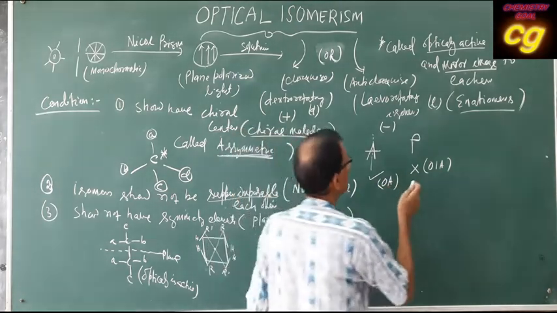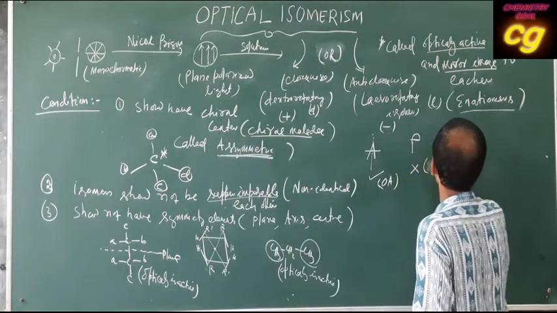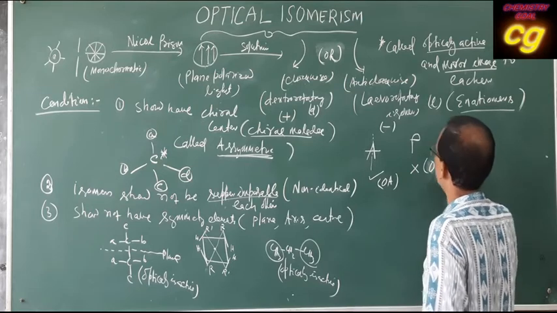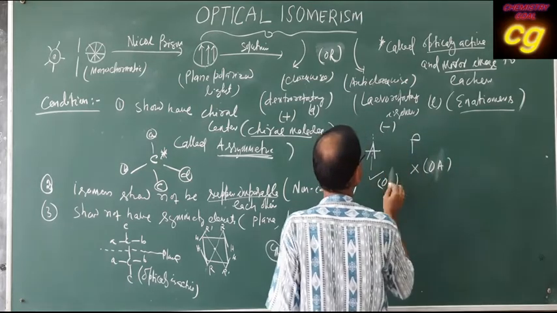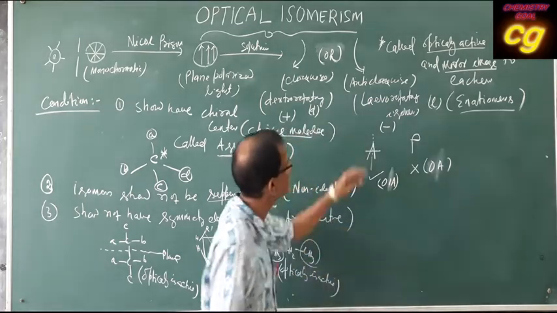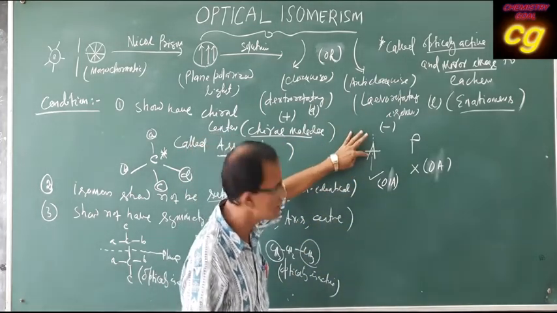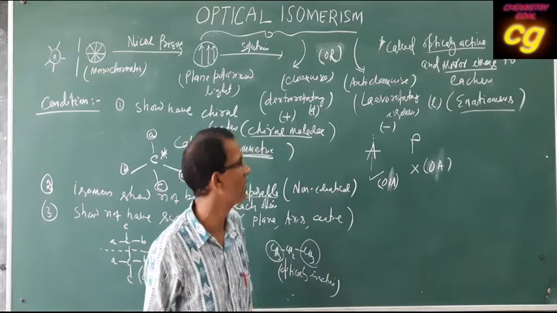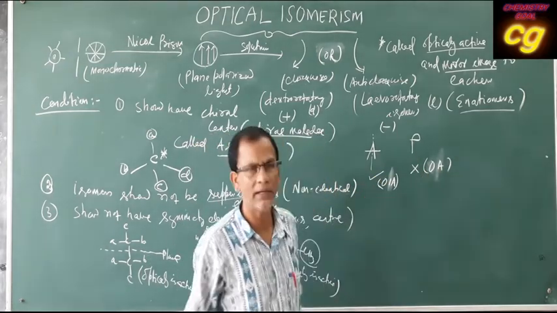Sorry, I have written it wrongly, reversed. The one with no symmetry is optically active, OA. The one with symmetry will be optically inactive. Because if symmetry is there, then it is optically inactive. If there is no symmetry, it is optically active.